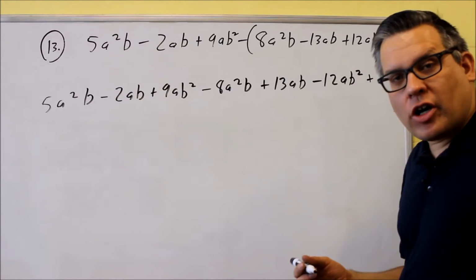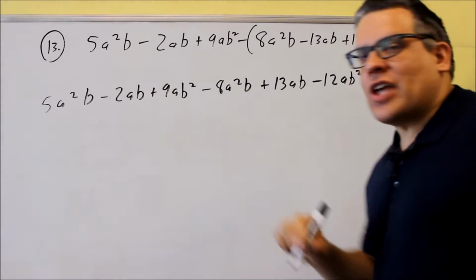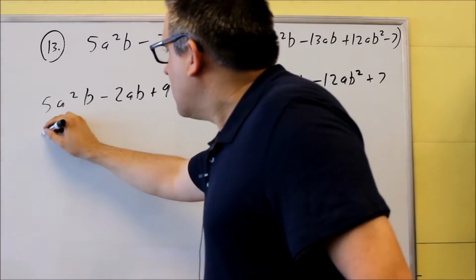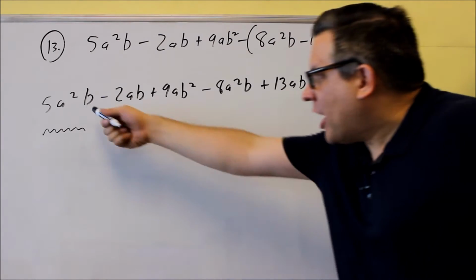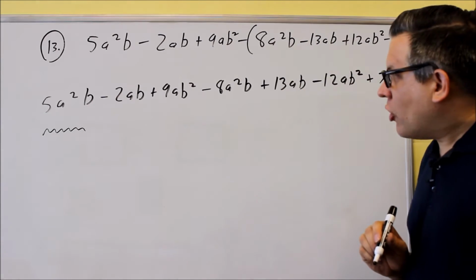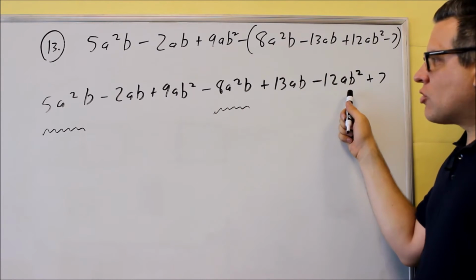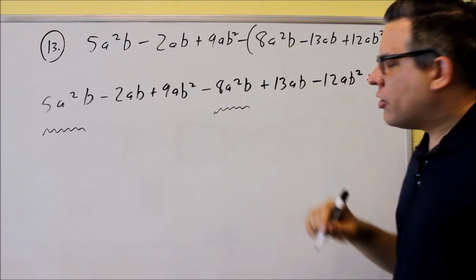Okay, once we've done all that, next thing you're going to do is combine like terms together. Now when you have two variables, you have to have the same two variables raised to the same two powers, and those are considered like terms. So for instance, if I have an a squared b, the only other thing I can combine with this is another term that has a squared b in it. Well, I do have another one of those right here.